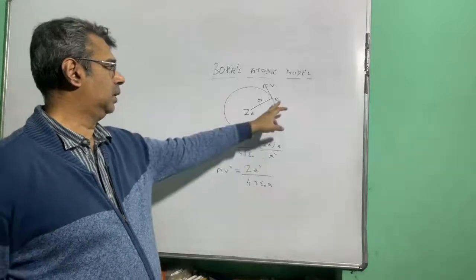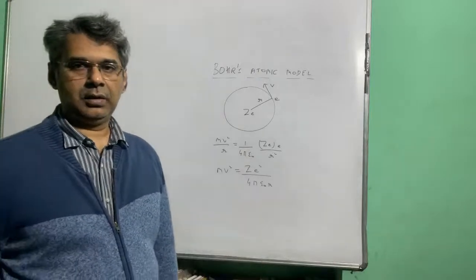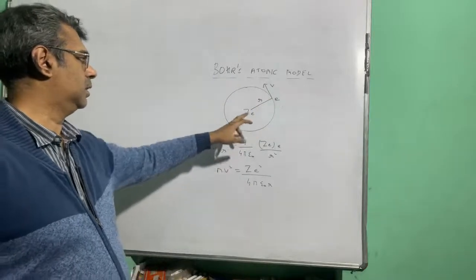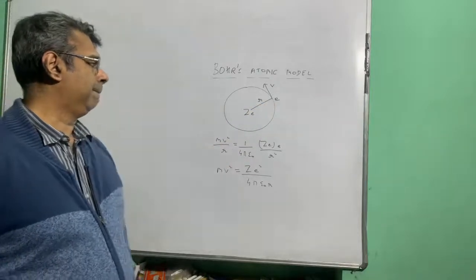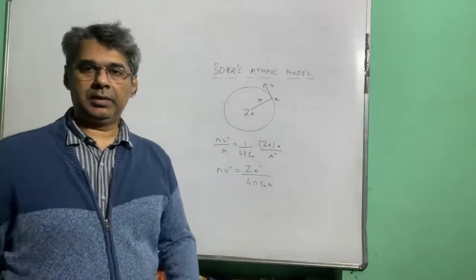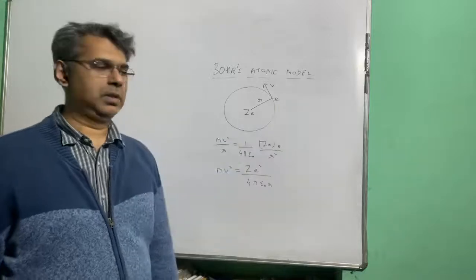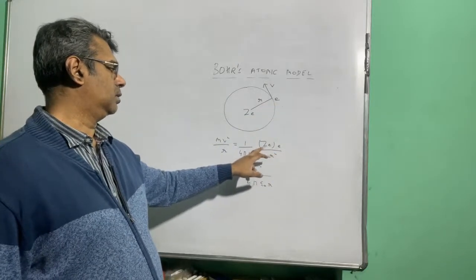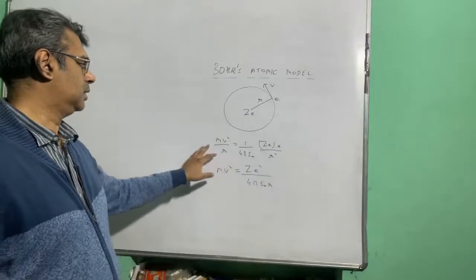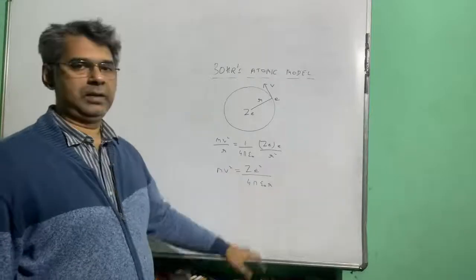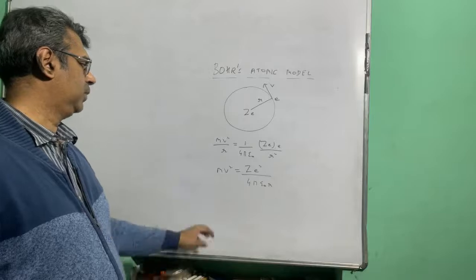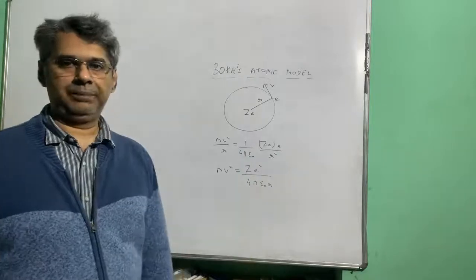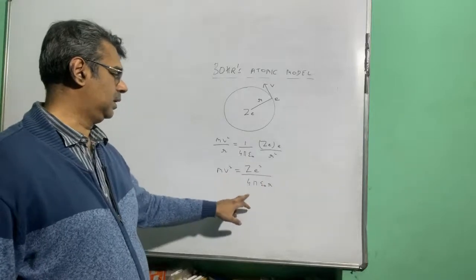What will be the centripetal force on this electron? It will be mv square by r. And the electrostatic force between the nucleus and this electron will be 1 by 4 pi epsilon naught into the charge at the nucleus into the charge of the electron by r square, that is, 1 by 4 pi epsilon naught Z E square by r square. Equating the two and cancelling one r on both sides, mv square is Z E square by 4 pi epsilon naught r.